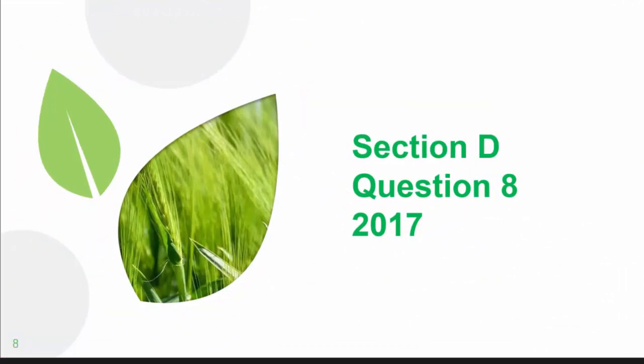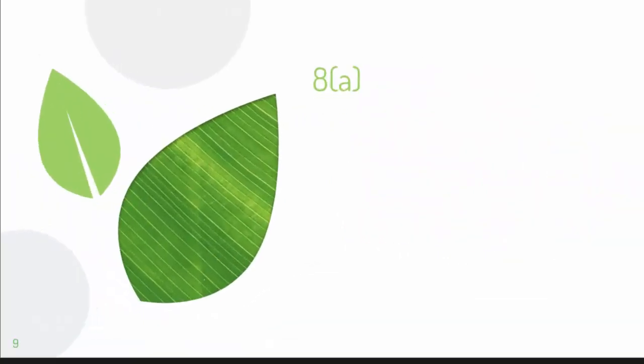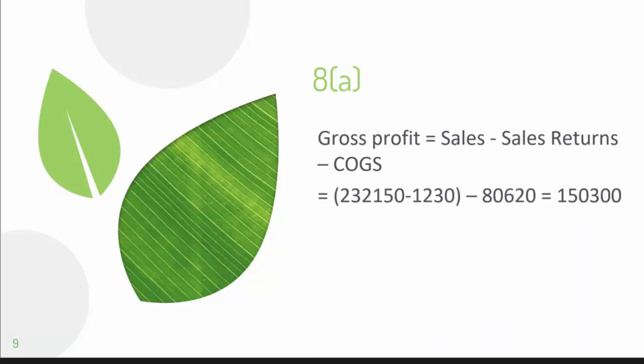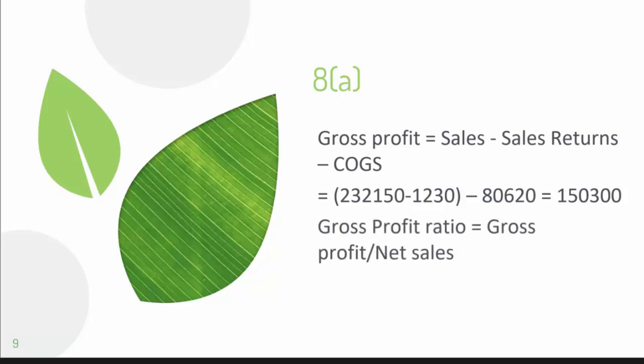Turning to question 8 of 2017, and again I'm going to go through calculating some ratios. So in this instance you had to work out what your gross profit ratio is. There is the formula to actually calculate your gross profit, because you weren't given the gross profit and you had to go to the income statement to work out what it was. So sales less sales returns, giving us minus the cost of goods sold, giving us a gross profit of 150,300. So there is our ratio that we need to apply. When we calculate it out, it's 65%.